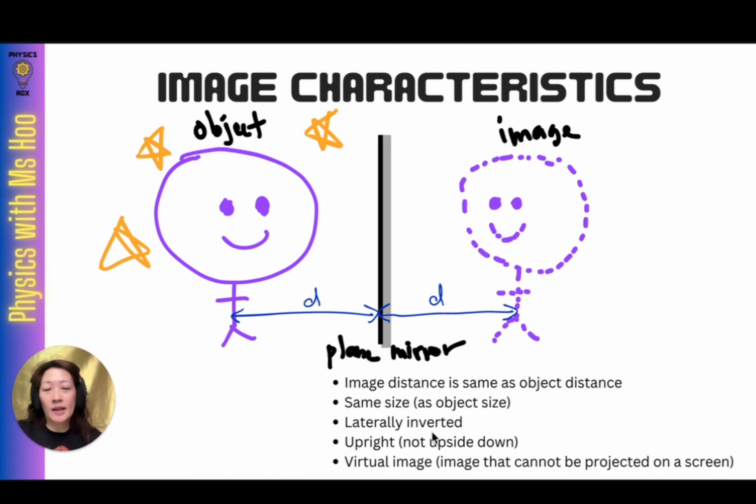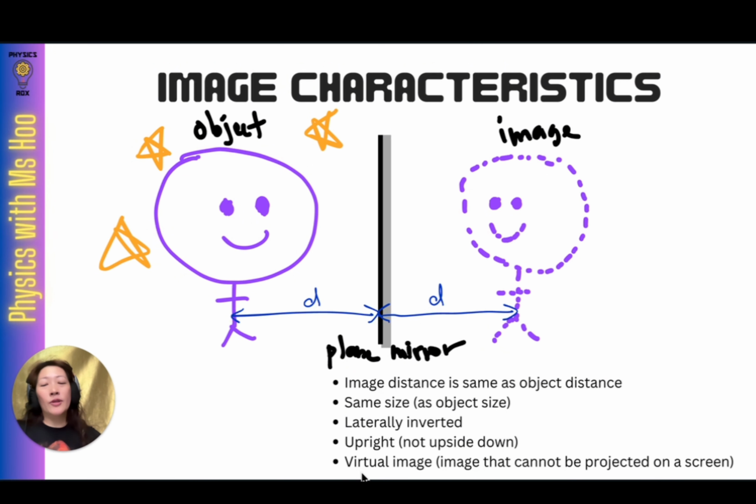Laterally inverted here means horizontally inverted. The right becomes left and left becomes right. However, the image is upright. Upright means the right way up, because if you're standing with your head up and you're looking at your image, the image also has their head up. So they're not upside down. The term upside down is opposite to upright.